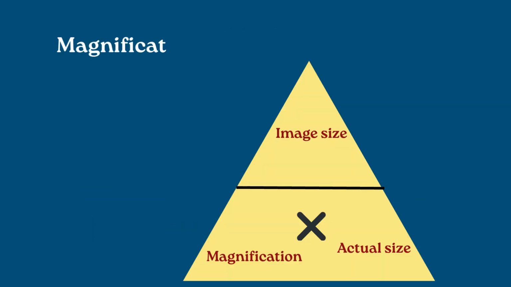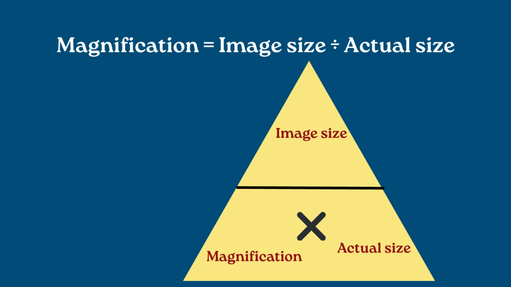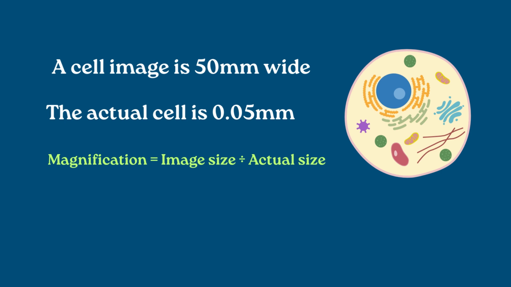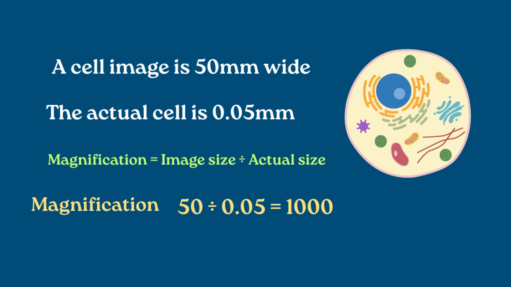Here's the formula you need to know for your exam. Magnification is image size divided by actual size. Use the triangle method to rearrange the formula. Example problem. A cell image is 50 millimeters wide. The actual cell is 0.05 millimeters. What is the magnification? That's a magnification of 1,000 times.